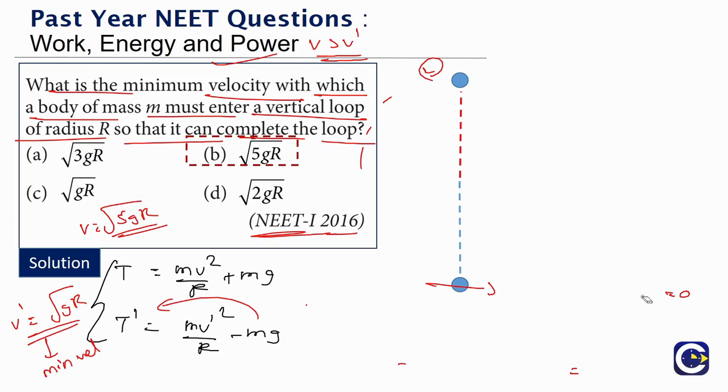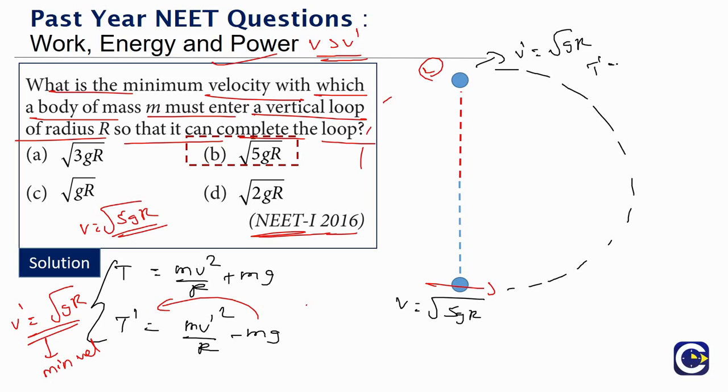And the velocity, this is the minimum condition for completing the vertical circle. If we are entering with a velocity of root 5 gr, by the time it goes to the top, the velocity will be root gr, and tension almost becomes equal to 0. But at all other points below, tension will be higher than this, which means tension will be non-zero, and the particle will be able to just complete the vertical circle. So this is about the minimum velocity required at the bottom to complete the vertical circle.